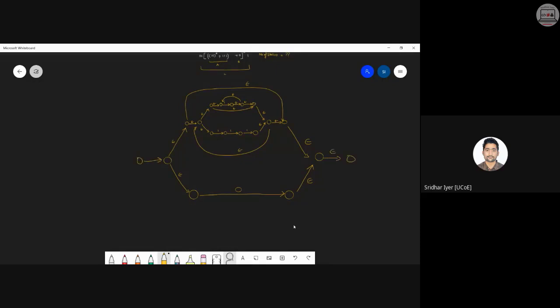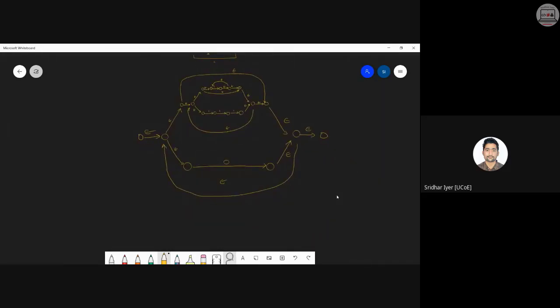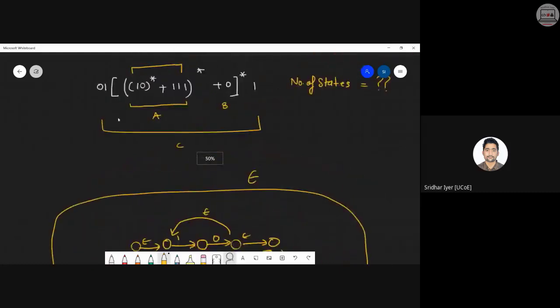Don't forget to add the epsilons. Now it's again a closure. So from here it will go to where it originates, and one state from here to here. There was no space above, so I made it below, nothing else. So we are done with this much part. That is A plus B whole closure.